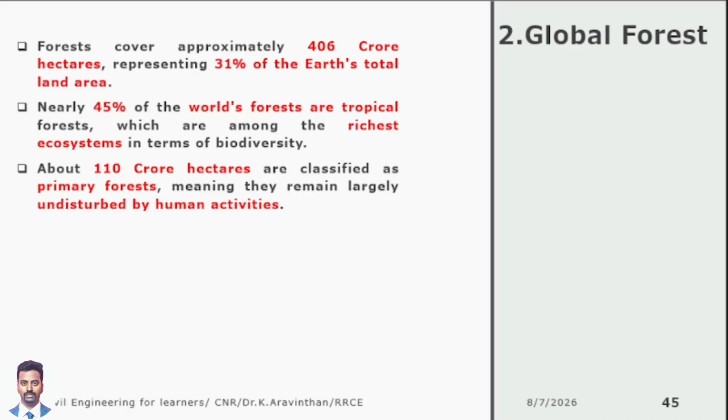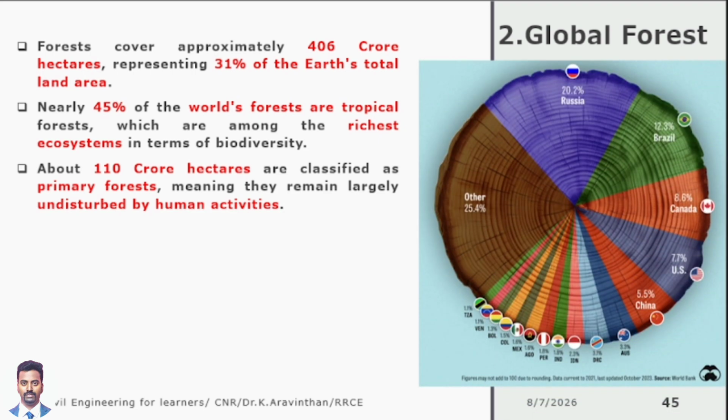In tropical forest, high biodiversity is available. Nearly 45% of the world's richest forests are tropical. Now 406 crore hectares of forest is covered, and this is the global scenario. This is released by World Bank statistics. World Bank releases statistics each and every year.